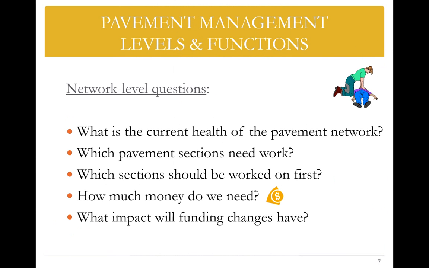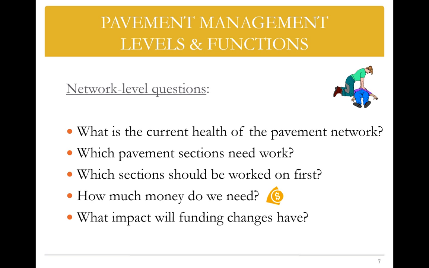So what are the questions that the network level tends to answer? The very first question is, what is the current health of the pavement network? We need to know exactly, is the pavement network in general in a good condition, fair condition, or is it failing? The second question would be, which pavement sections need work? Again, after we collect the data, we need to define groups. Some of the sections need minimal work, some need an overlay, and some other sections need a major reconstruction. So this is another question that we need to answer at the network level.